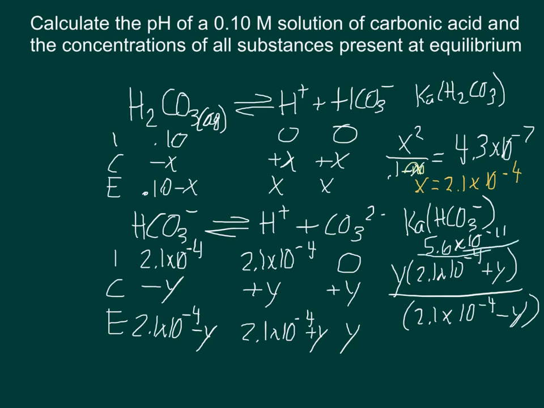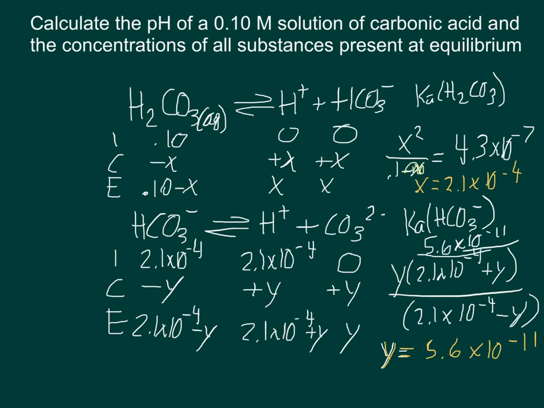Okay, and if you plug that in, you're going to solve for y, do it graphically. You actually get y is equal to 5.6 times 10 to the negative 11th. Now note, this is the same as the Ka. So 5.6 times 10 to the negative 11th, you can see that's equal to the Ka of HCO3 minus, the one we just said equal to.